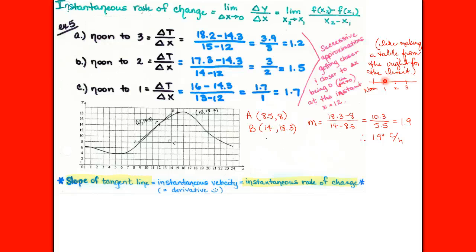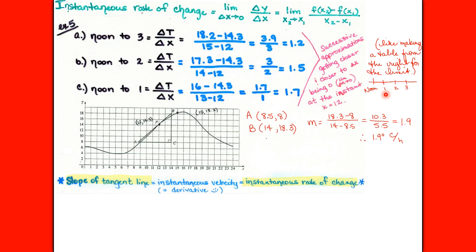So if I were approaching 12 o'clock noon from the right, I would use the only values that I had off of my table. I would use 3 and then 2 and then 1 as I were approaching it. So if I were making a table of values on my own, I probably would have calculated and gotten 1.2 and then 1.5 and 1.7. Basically, those are just successive approximations that are getting closer and closer to that change in x being 0. Here change in x was 3, here change in x is 2, here change in x was 1, and then that was as close as I could get.